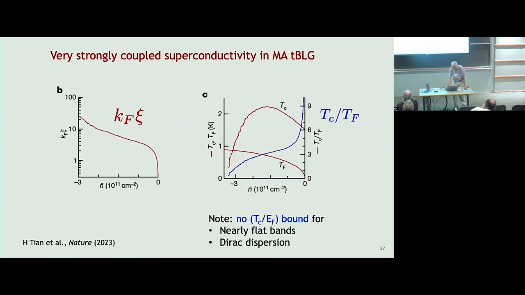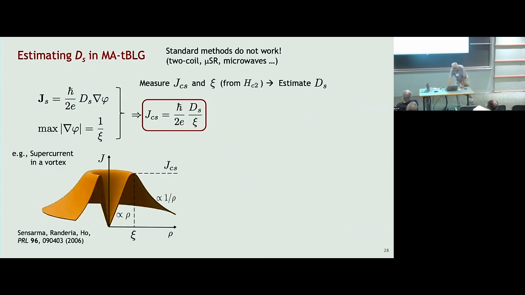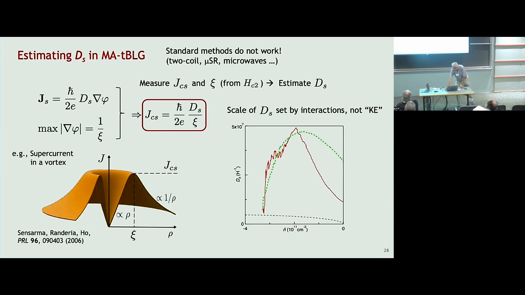So this is magic angle twisted bilayer graphene. Here you can see that the measured k_F ξ, where ξ is the correlation length, is extraordinarily tiny, numbers of order one. And you can see what the TC over epsilon Fermi ratio is, and it can be very large, much greater than one, because you have both flat bands and Dirac dispersions, and I'm happy to explain why. We also figured out a way of estimating the superfluid stiffness, which should be of some interest to experimentalists. This is just an estimate, because standard methods like two-coil, μSR, microwaves don't work. And then let me just end.